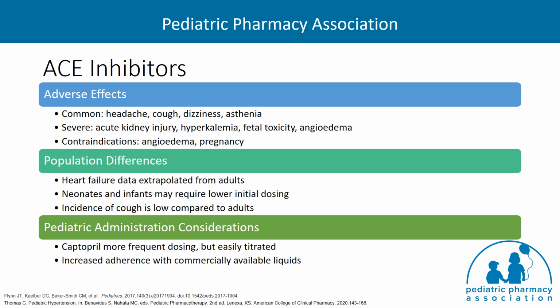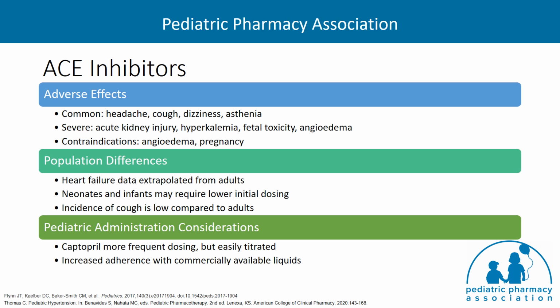Some things to note are you can see increased incidence of hypotension with the use of ACE inhibitors in neonates and infants. And you can also see more hyperkalemia, or those elevated potassium levels, occur in the pediatric population compared to the adult population. As far as other population differences, the heart failure data is extrapolated from adults. Although the focus of today's presentation is on hypertension, I just wanted to let you guys know about that.